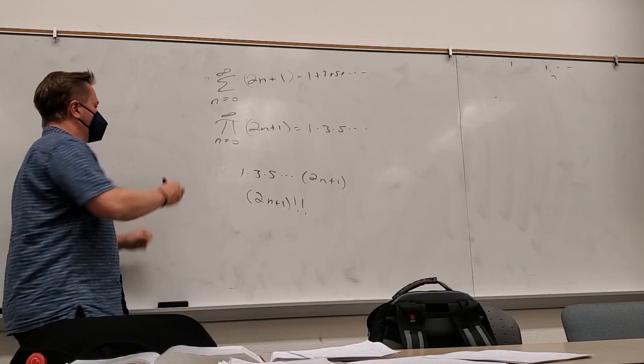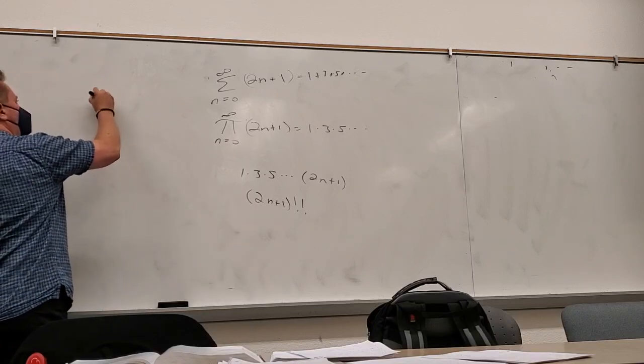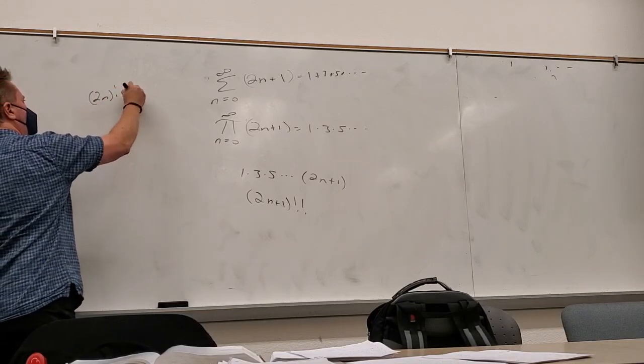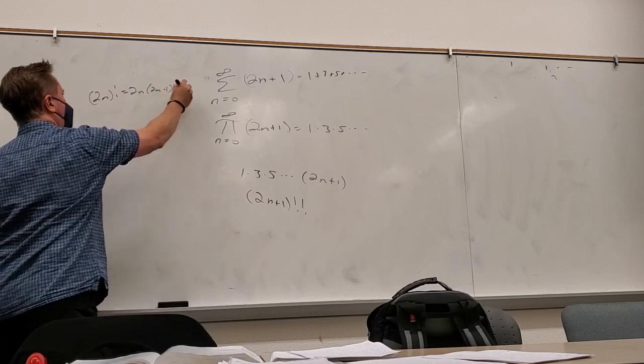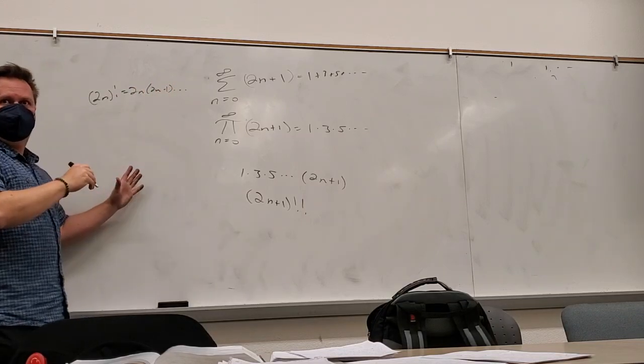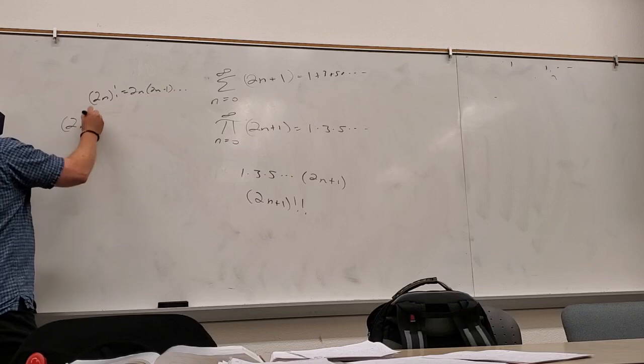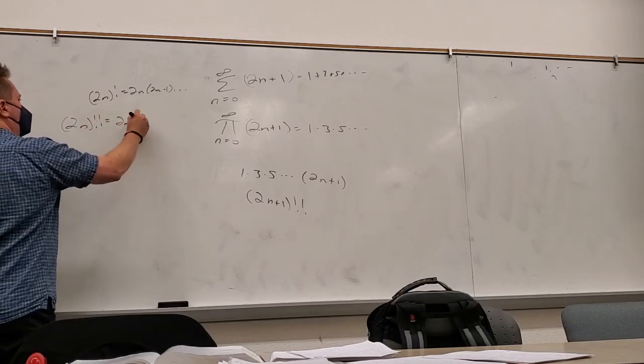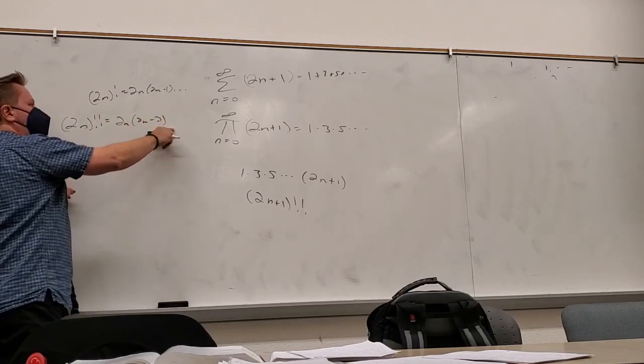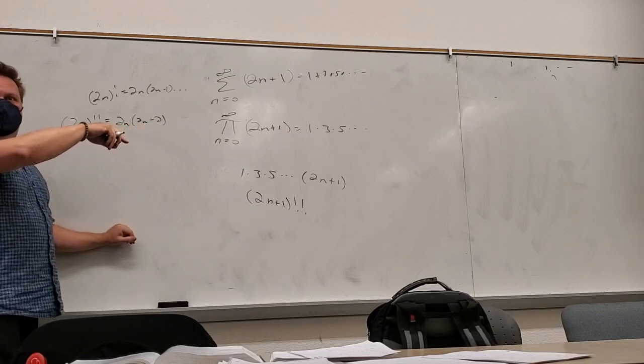Yeah. So a single factorial, 2n factorial means 2n times 2n minus 1 all the way to 1, right? Okay. 2n double factorial means 2n times 2n minus 2. It means multiply all the even numbers all the way down.